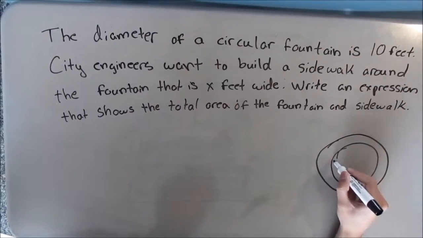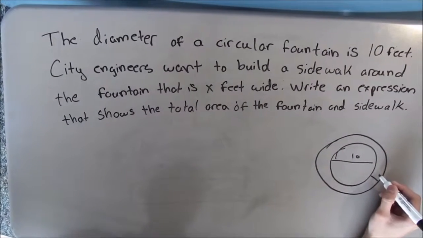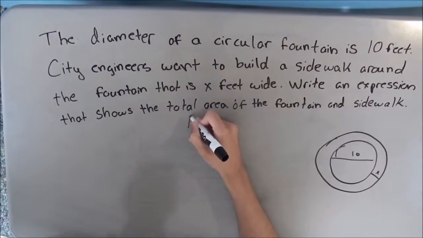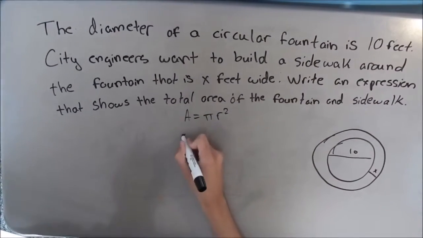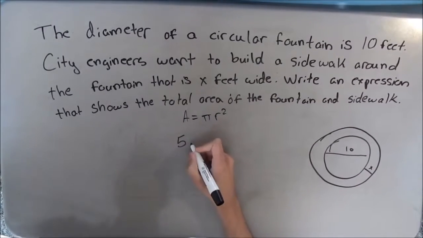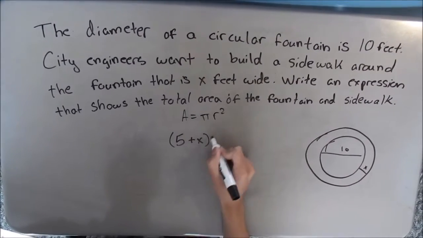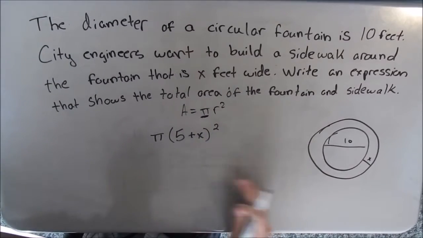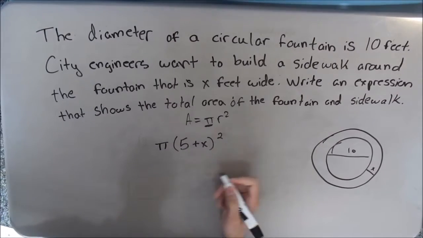So, the diameter of the fountain is 10 feet, and the width of the sidewalk is x feet. So, the area of a circle is pi r squared. So we take half the diameter, and then don't forget we have to add the x for the sidewalk. And then we have to square it. And we multiply it by pi, because we don't want to forget this pi. And then we simply FOIL this, and then multiply everything by pi.